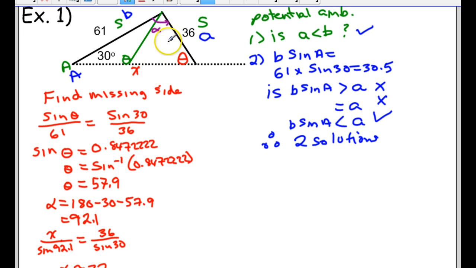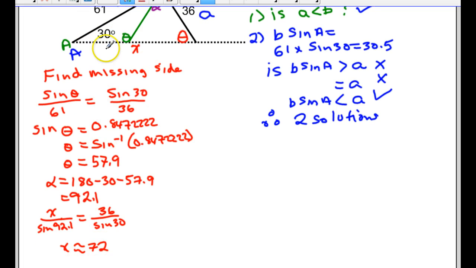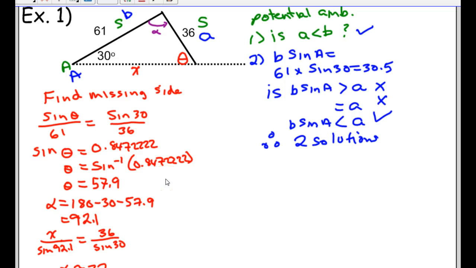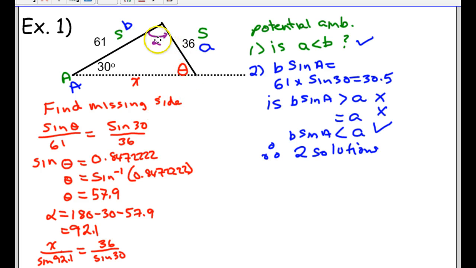And so alpha will be 180 degrees minus the 57.9 degrees that we calculated, and minus the 30 degrees we were given, so 92.1 degrees. And then basically x divided by sine of this will be equal to the 36 divided by the sine of the 30. And we can find that it's about 72 meters, feet, whatever the measurement was. So this is the first solution, the red solution. X is 72, given this angle and given the alpha calculated up top.